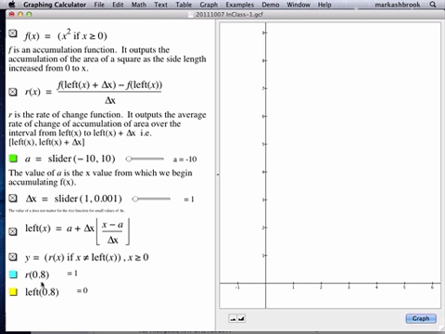Okay, so right now I'm showing r of 0.8. So right now it's showing that r of 0.8 is 1. So that value of 1 is the average rate of change, right? It's the average rate of change of the accumulation of area over an interval. So what if I put in r of 0.4? Is it going to change or be the same if I change this to 0.4? What do you think? Same or change?